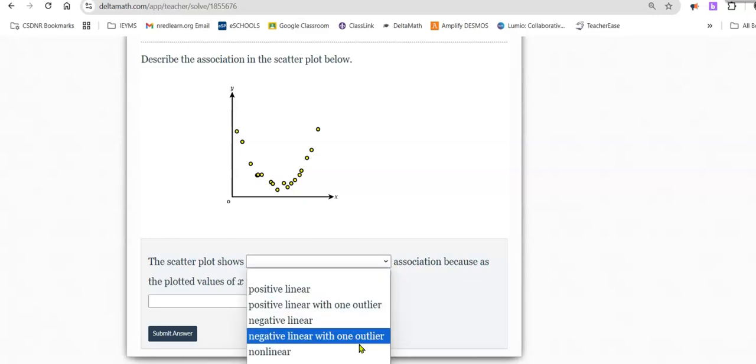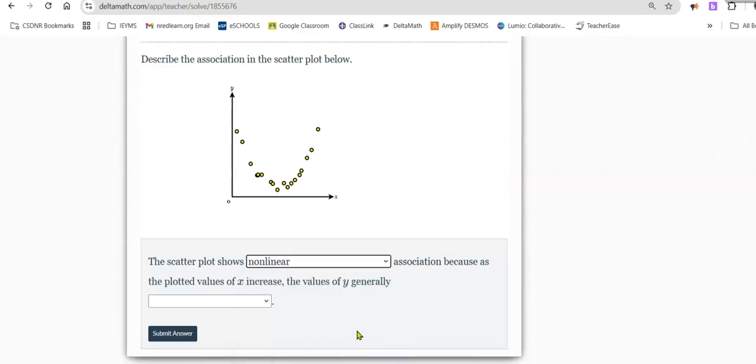So your choices here are nonlinear. And we know that because this pattern follows a nonlinear pattern. Not that it has no pattern. It does have a pattern. It just goes down and then up.